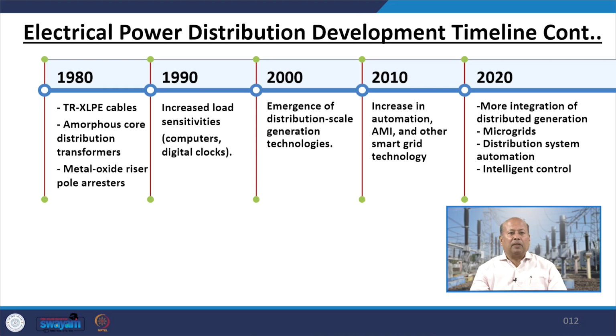1980, we could see the TR-XLPE cables, amorphous core distribution transformers and metal oxide riser pole arresters. 1990, the creation of increased load sensitivities, computers, digital clocks, and so on and so forth. 2000, emergence of distribution scale generation technology. 2010, increase in automation, AMI, and other smart grid technologies. 2020, we move to more integration of distributed generation, popularly known as microgrid, distribution system automation, and intelligent control.